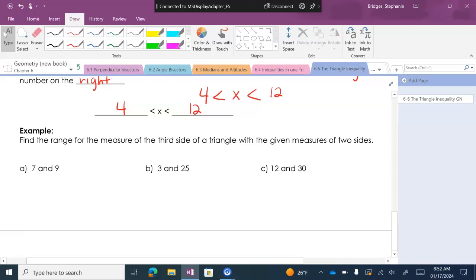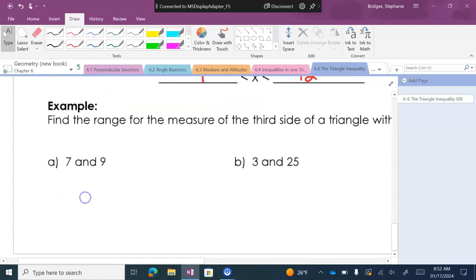What would my smaller value be for A? 2. Okay, then we're going to write less than x, less than, what would my biggest number be? 16. I got 2 from subtracting. I got 16 from adding, and it's always less than x, less than. Small, less than x, less than big. Everybody okay with that?